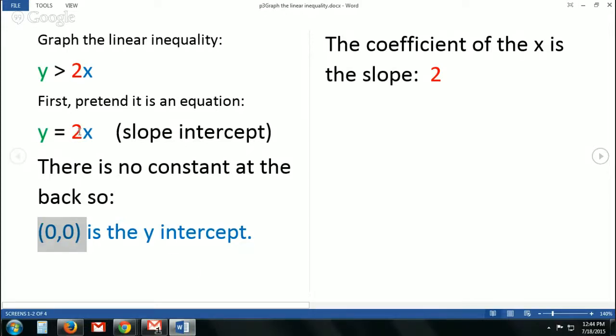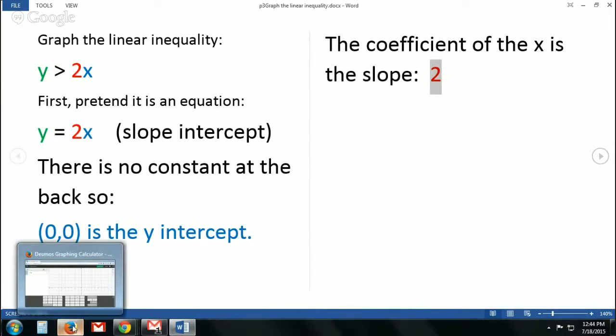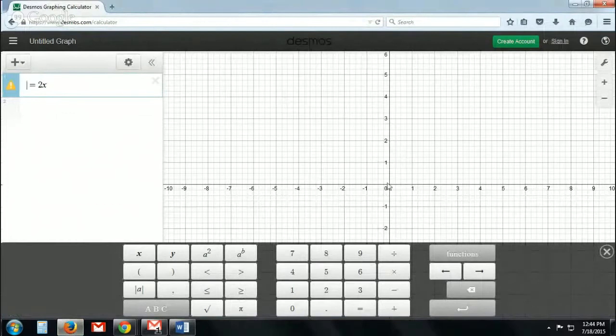Again, the coefficient is 2, so the slope will be 2 for our line. So this time we're going through 0, 0, and then we'll go up 2 over 1 for another point. I'll see a y-intercept here at 0. I'll go up 2 and over 1 to get my second point. And here goes our line just like that.